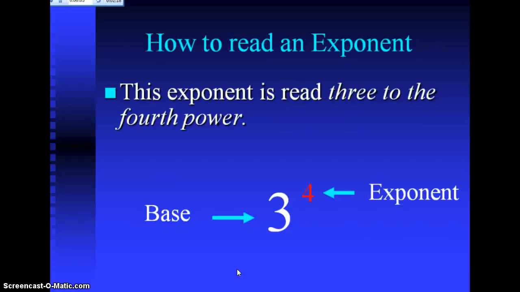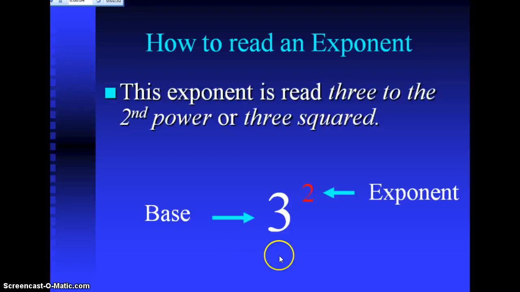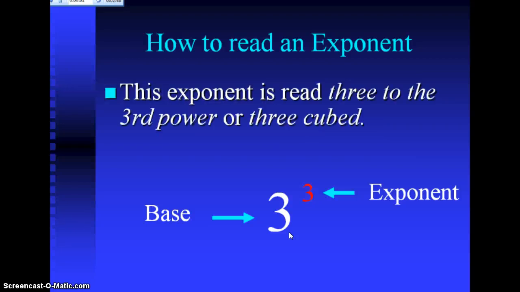How we read an exponent. This exponent is read 3 to the 4th power. So you read the base number first and then the exponent. This one is called 3 to the 2nd power, or we can say 3 squared. And we'll look in our notebooks why this is a specific type of exponent. This is another unique exponent, which we could say 3 to the 3rd power, or we could say 3 cubed. Again, we'll look closer in our notes about why we call that 3 cubed.